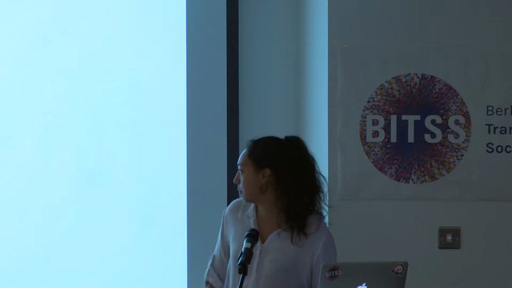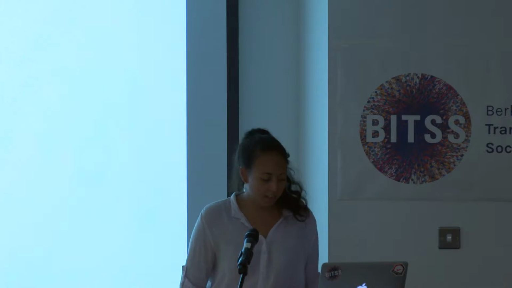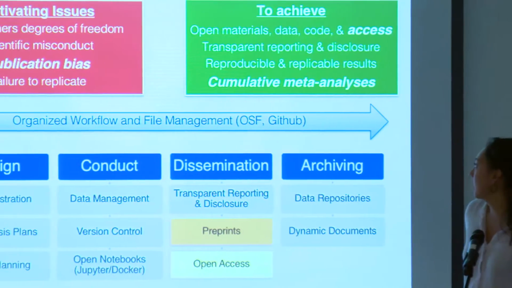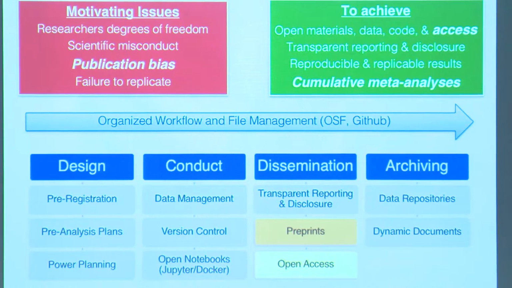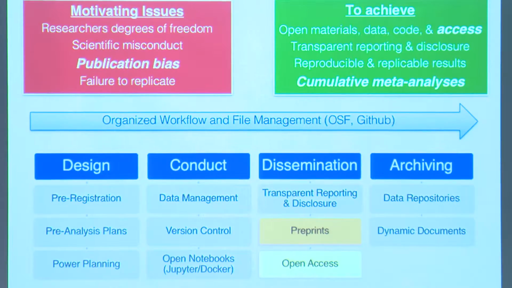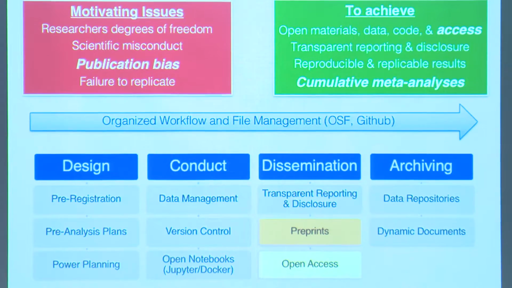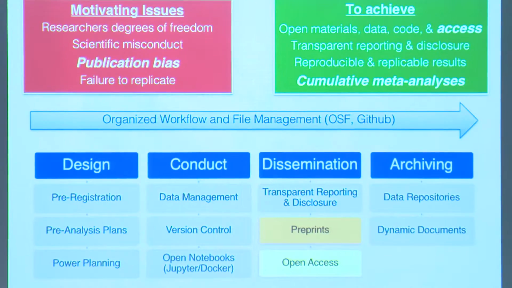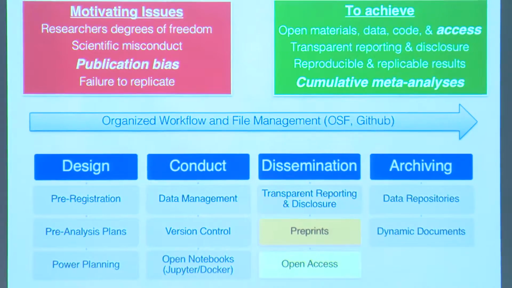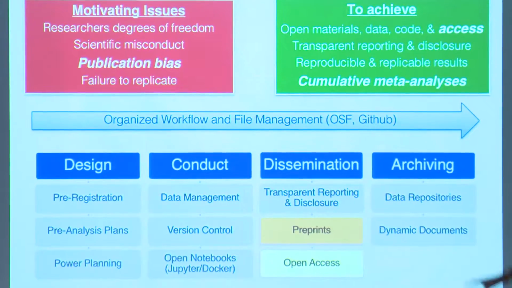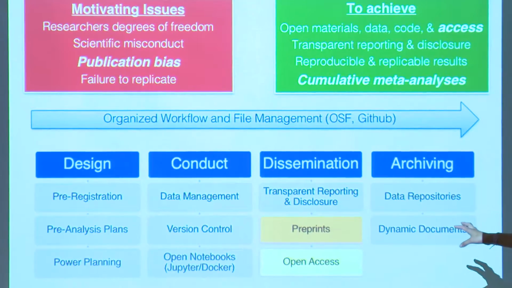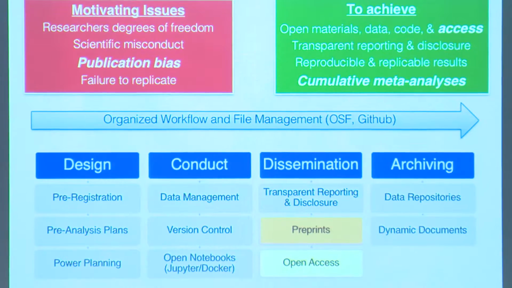I'll be talking right now about BITS preprints and preprints in general. For the roadmap, these are the motivating issues that preprints try to solve. There are a few of them, but publication bias is one, access to papers and materials, as well as meta-analysis if you're trying to access literature. In terms of where this fits in the workflow, preprints and the access side of preprints fit into the dissemination side of research.